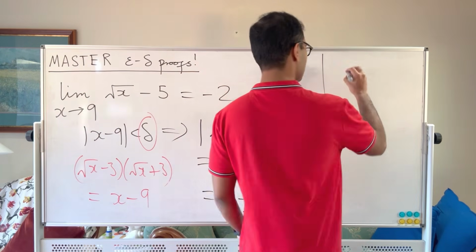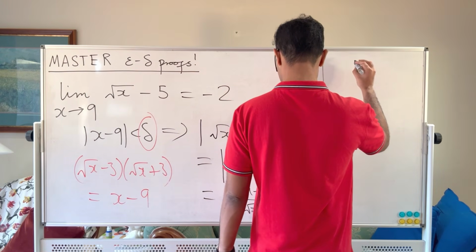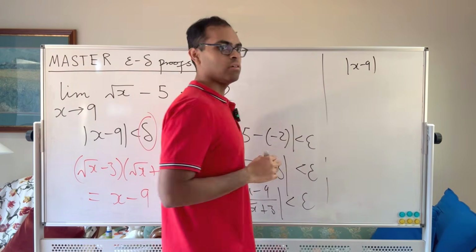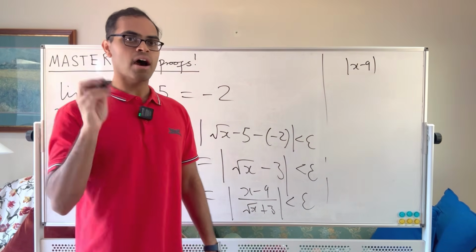So we've got the absolute value of x minus 9 over root x plus 3. We know we can make the absolute value of x minus 9 small. That's our job: to find out how small it has to be.